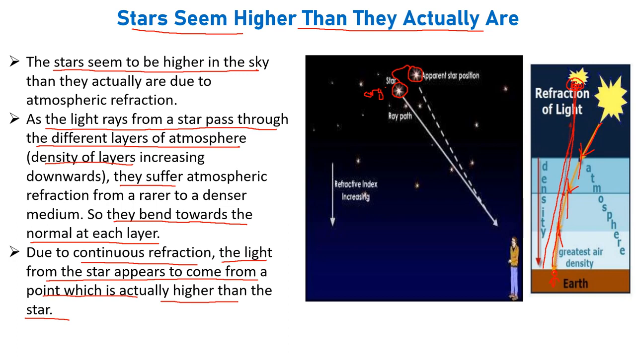So I will explain with the help of a laser. Let's see here in this diagram. This is the original star. The light is getting refracted at each and every level of the atmosphere. It is reaching our eyes, right?